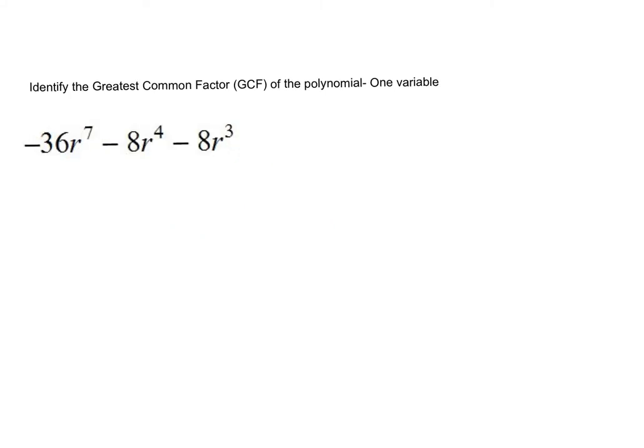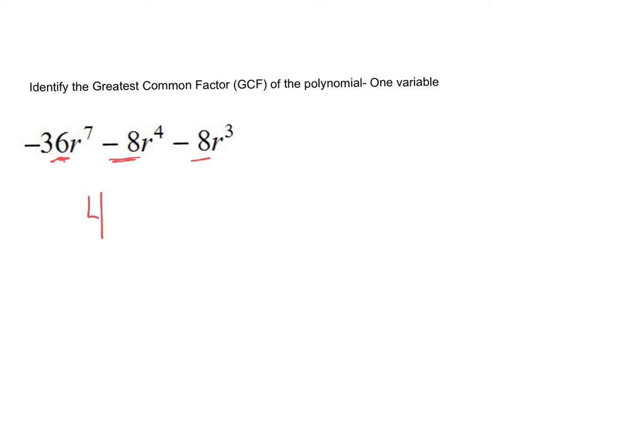So again, I want to identify the greatest common factor of this polynomial. I don't just want to focus on the numbers, I also want to focus on the variables as well. So first, looking at the numbers, I'm going to see what would be the greatest common factor for negative 36, negative 8, and negative 8. And I am thinking that the number 4 is the only possible factor because 36 could be divided by 4, 8 could be divided by 4, and 8 can be divided by 4. So I'm going to factor out a 4.